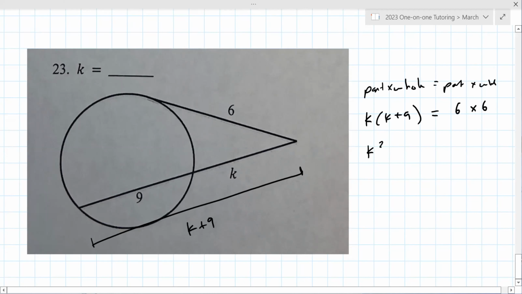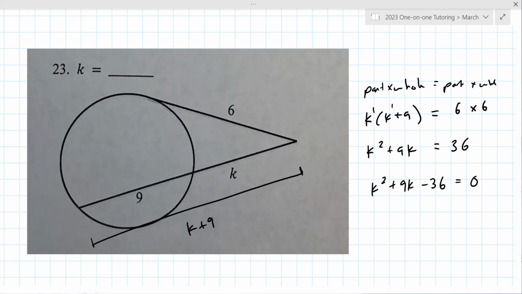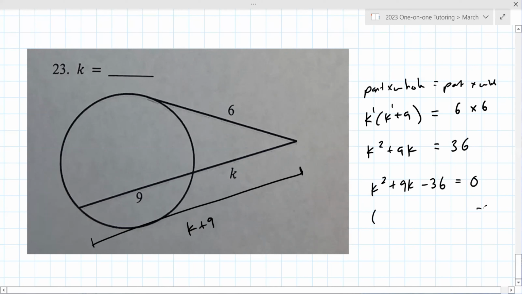9 plus k is equal to 6 times 6. So you're going to subtract from both sides, and you get k squared plus 9k minus 36. Why is it k squared? K times k. They both have a power of 1. Add the exponents. Distribute. So two numbers that multiply to minus 36, but add to positive 9. It's going to either be 12 and minus 3 or minus 12 and 3. Do either of those work here?